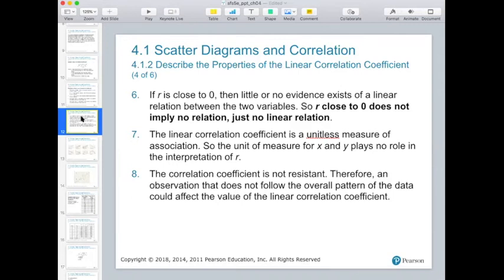So this is what we just said about being close to 0. Being close to 0 doesn't necessarily mean there's no relationship at all. It just means that it's not linear. Number 7 says that there's no units when we talk about correlation coefficient.